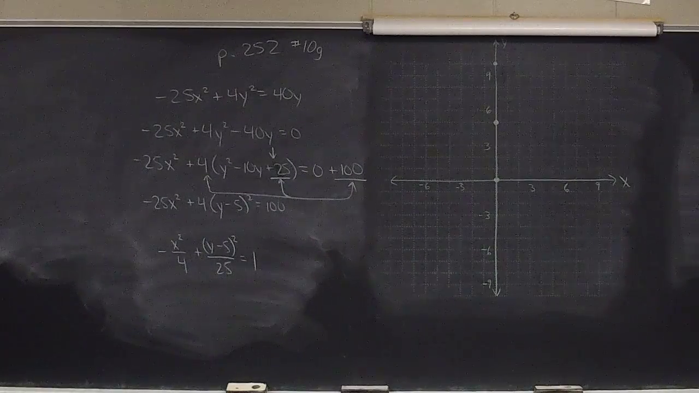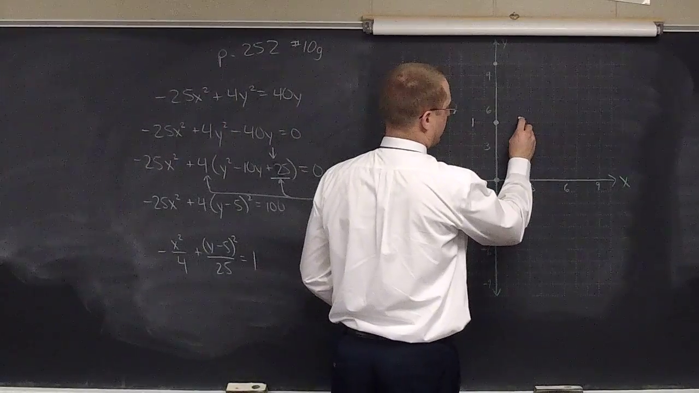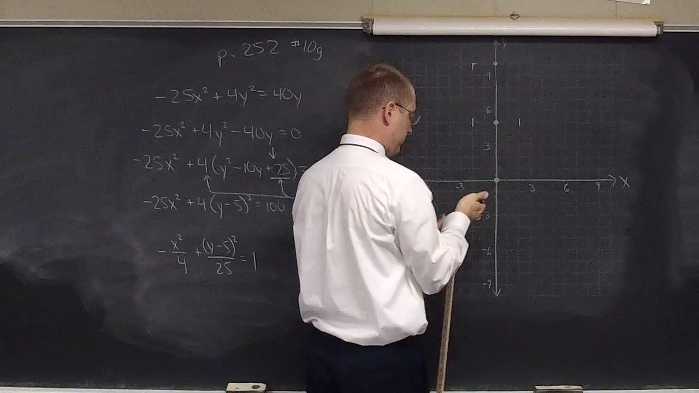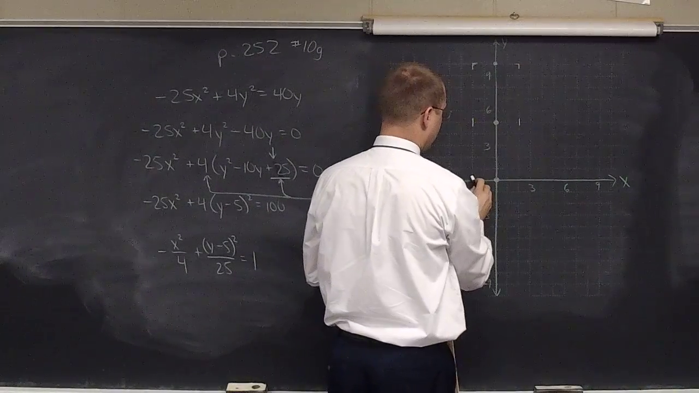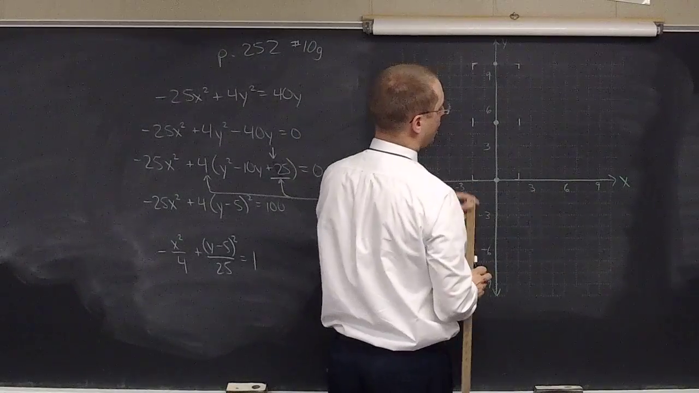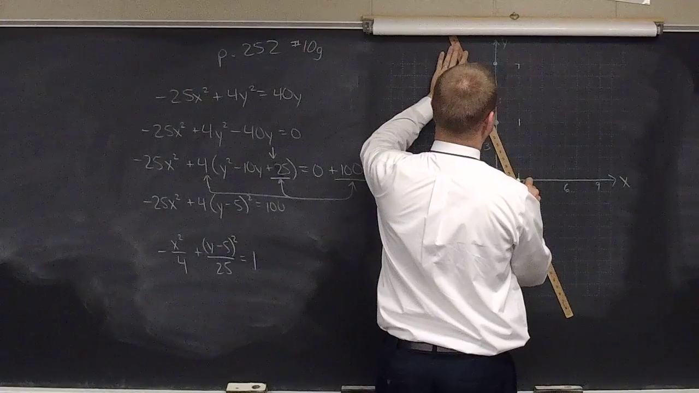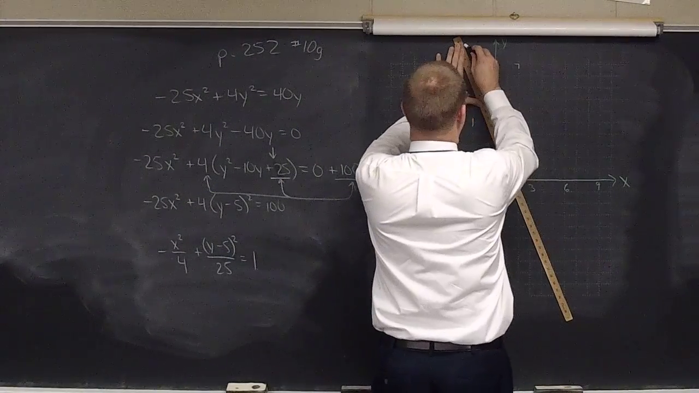Conjugate axis, Jamie? Just 2. This gives us a very tall fundamental rectangle. But because the transverse axis is the long one, we're going to end up with not a super flat hyperbola, but a very curved hyperbola.